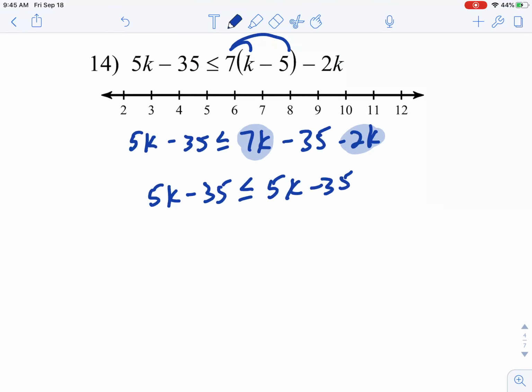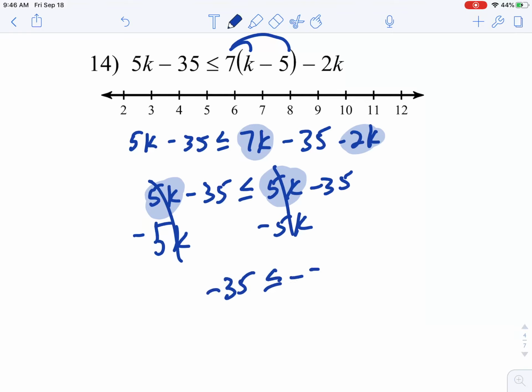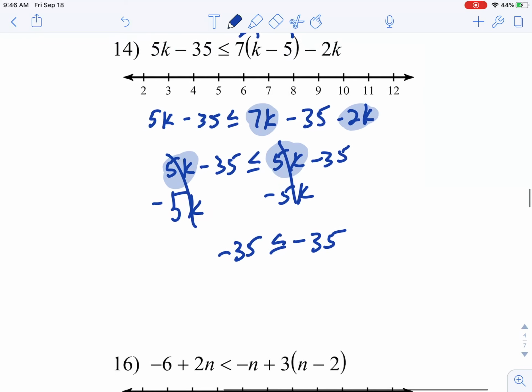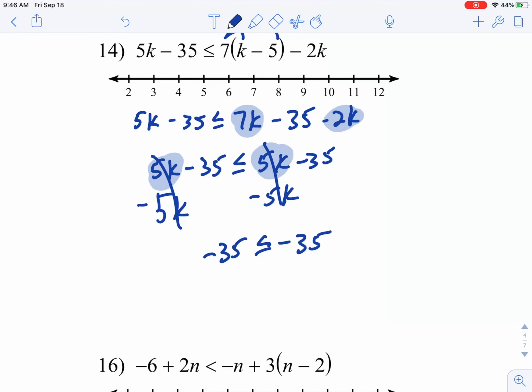Okay, so we have variable on both sides of this equation. Minus 5k, minus 5k. That cancels out. I get negative 35 is less than or equal to negative 35. Okay, so this is special. What on earth could this mean? Well, like before, when the variable completely cancels out of the problem, it means either two things. It means we have an all real number situation, or we have a no solution situation.